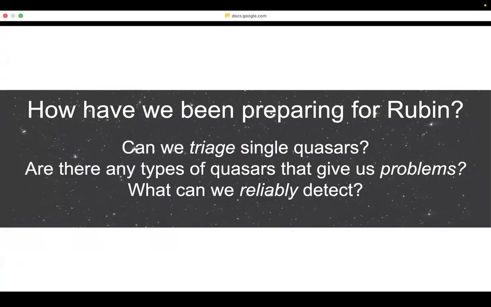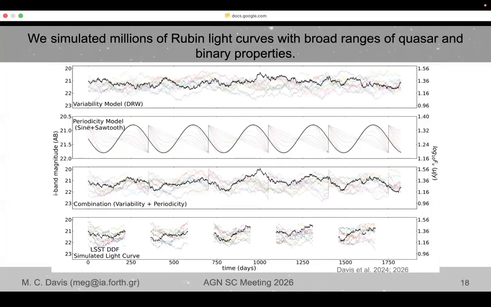One of the first things we have to do is, of course, Rubin's not online yet. Sad, devastating. We need data. So the bulk of my PhD work was simulating millions. And on my laptop right now, I have about 25 million light curves for Rubin.